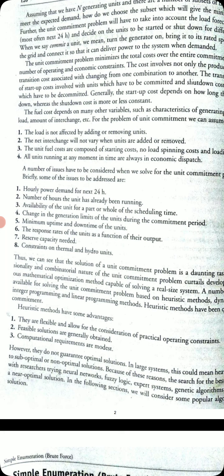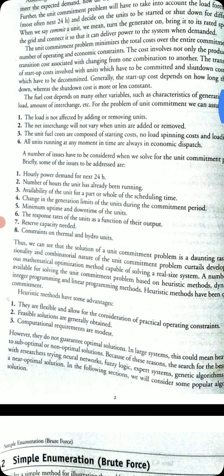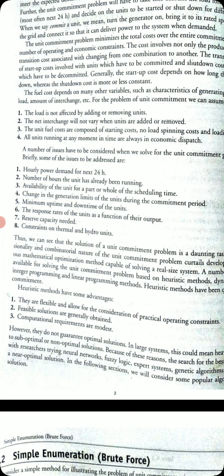Then the minimum uptime and downtime of the units. As I told you in the previous semester, if one generator is on, it should stay on for a particular time. Once it is off, it should stay off for a particular time period. Those conditions are called minimum uptime and minimum downtime, and they should be known. Then the response rates of the units as a function of their output, the reserve capacity needed, and the constraints on thermal and hydro units. Whenever a combination of hydro and thermal units is there, the constraints should be known.